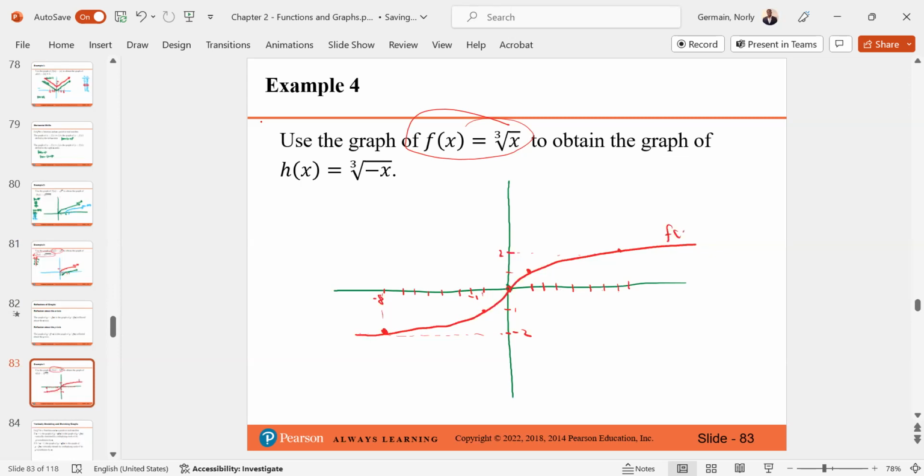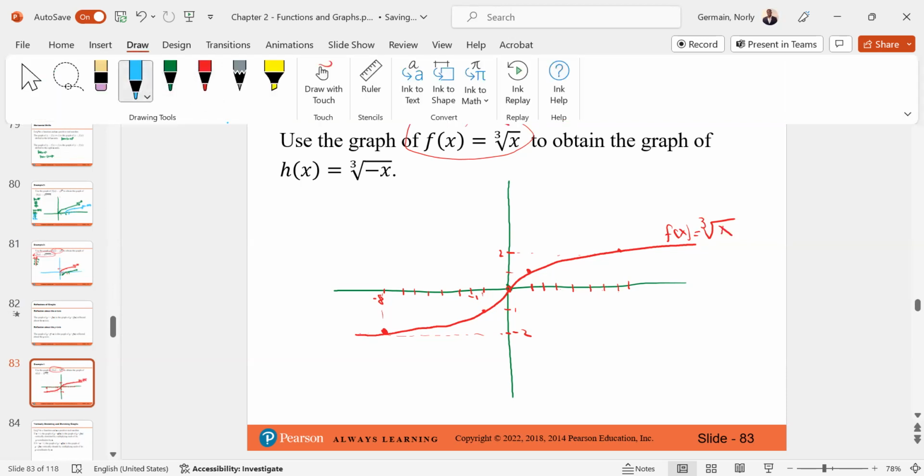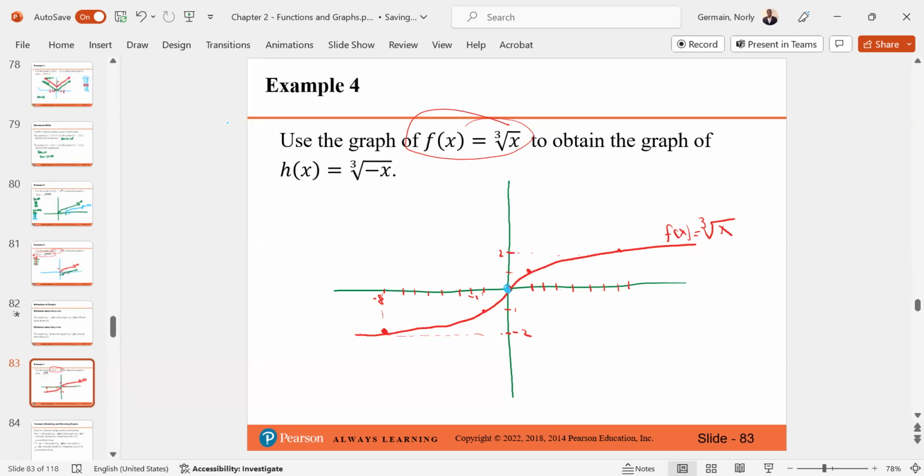Remember, this is f of x equals cube root of x. Now, when it is the cube root of -x, that would be a little bit different. Let's do it: if x is 0, y would be 0. If x is 1, y would be -1. But if x is -1, y would be 1. See, it's just a reflection.